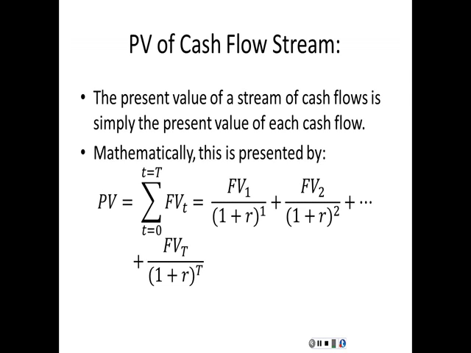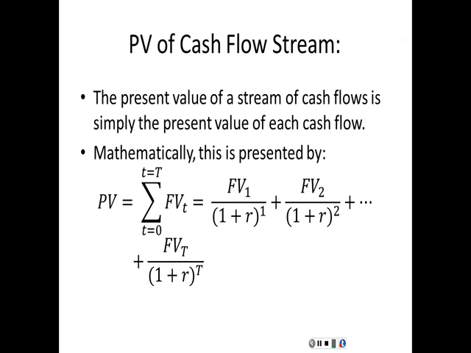And if you think about it, a set of cash flows is really just a set of individual future values. So if we want to find the present value of a whole set of cash flows, we just find the present value of each individual cash flow. And we can add them together.